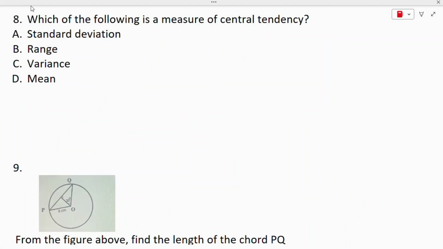Question number 8 says, which of the following is a measure of central tendency? We have A, standard deviation, B, range, C, variance, and D is mean. Now the measure of central tendency is what? Mean. So the answer to this question is what? D. So let's take a look at question number 9.